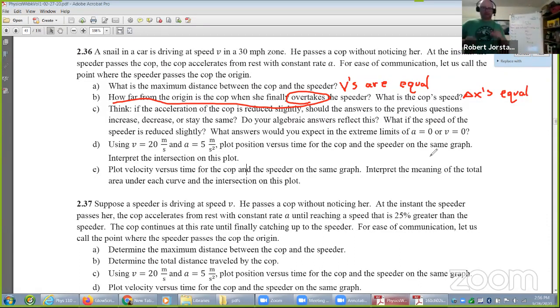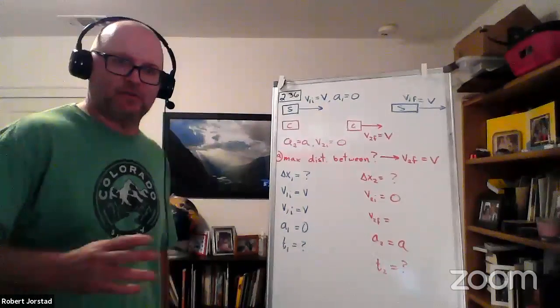Any questions about that physical principle that we're saying? The maximum distance means velocities are equal. Overtaking them means the x's are equal, so to speak. Hopefully that makes some sense why we're doing that now. Okay. And you could always ask Memo if you want as well.